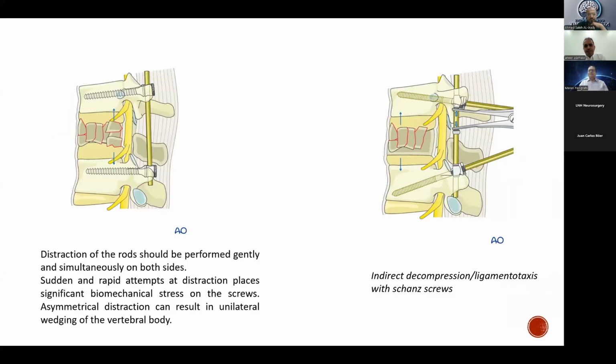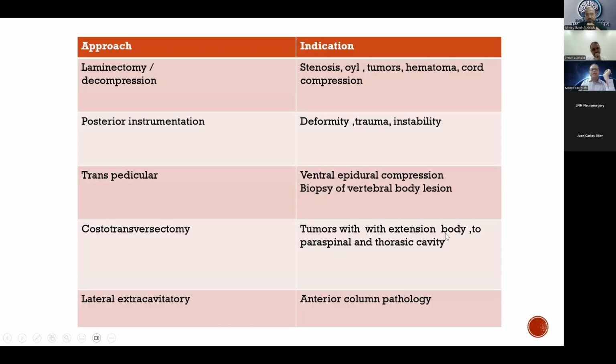Yes. So this is how you do ligamentotaxis, where once you distract, the posterior longitudinal ligament will do a decompression called indirect decompression. So I have explained the three common procedures: laminectomy, posterior instrumentation, how to put a pedicle screw, and how to do a transpedicular direct and indirect decompression.